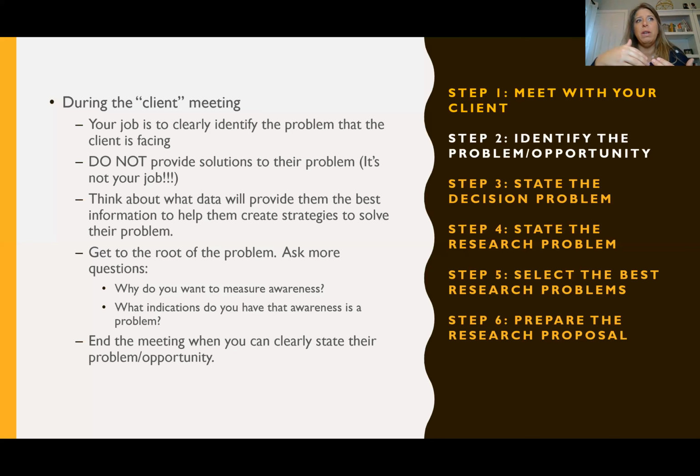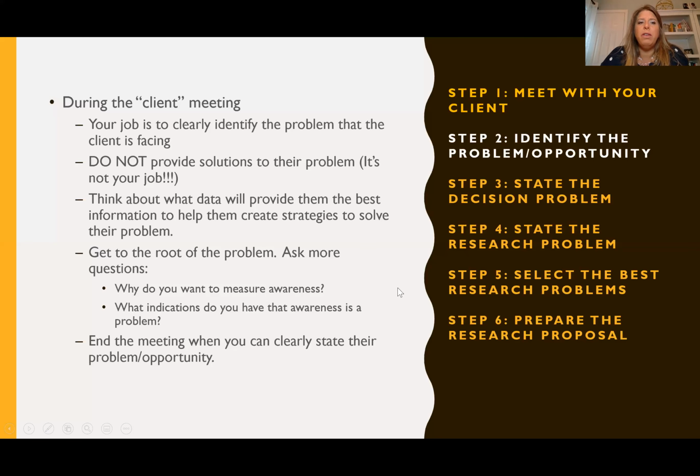So with certain research designs, we can do cause and effect to determine if satisfaction is what's actually causing the decline. And then we can also tease apart what satisfaction is and create research problems that capture the data that would explain what these satisfaction issues are. Is it quality issues? Is it customer service issues? We can jump into that. But again, it's about thinking about the data that's going to provide them the best information.